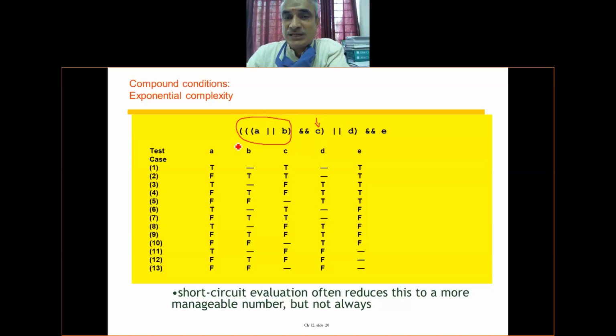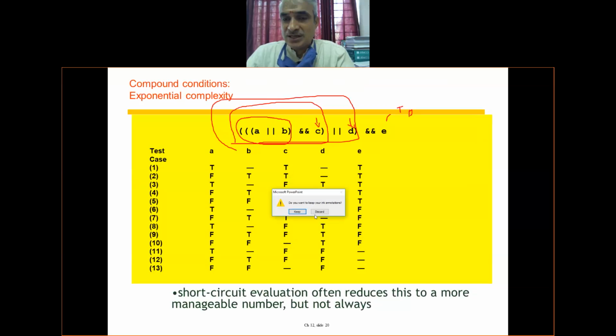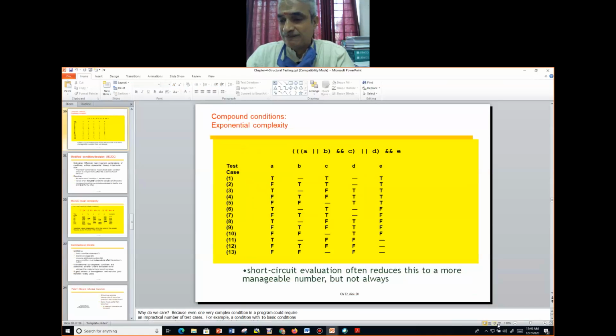Now, if this entire thing is true, then there is a possibility that this is true or false. Hope you all understand that. Very clear about this? Yes, sir.